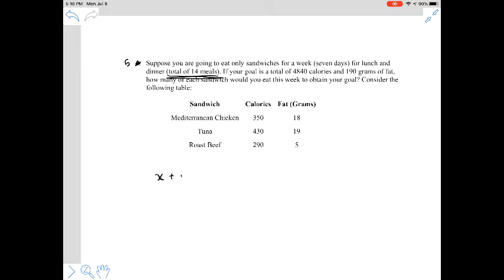x plus y plus z equals 14. That's describing the number of chicken, number of tuna, number of roast beef. This is the total number of sandwiches for 1 week, because there are 2 meals a day for 7 days, so 14.